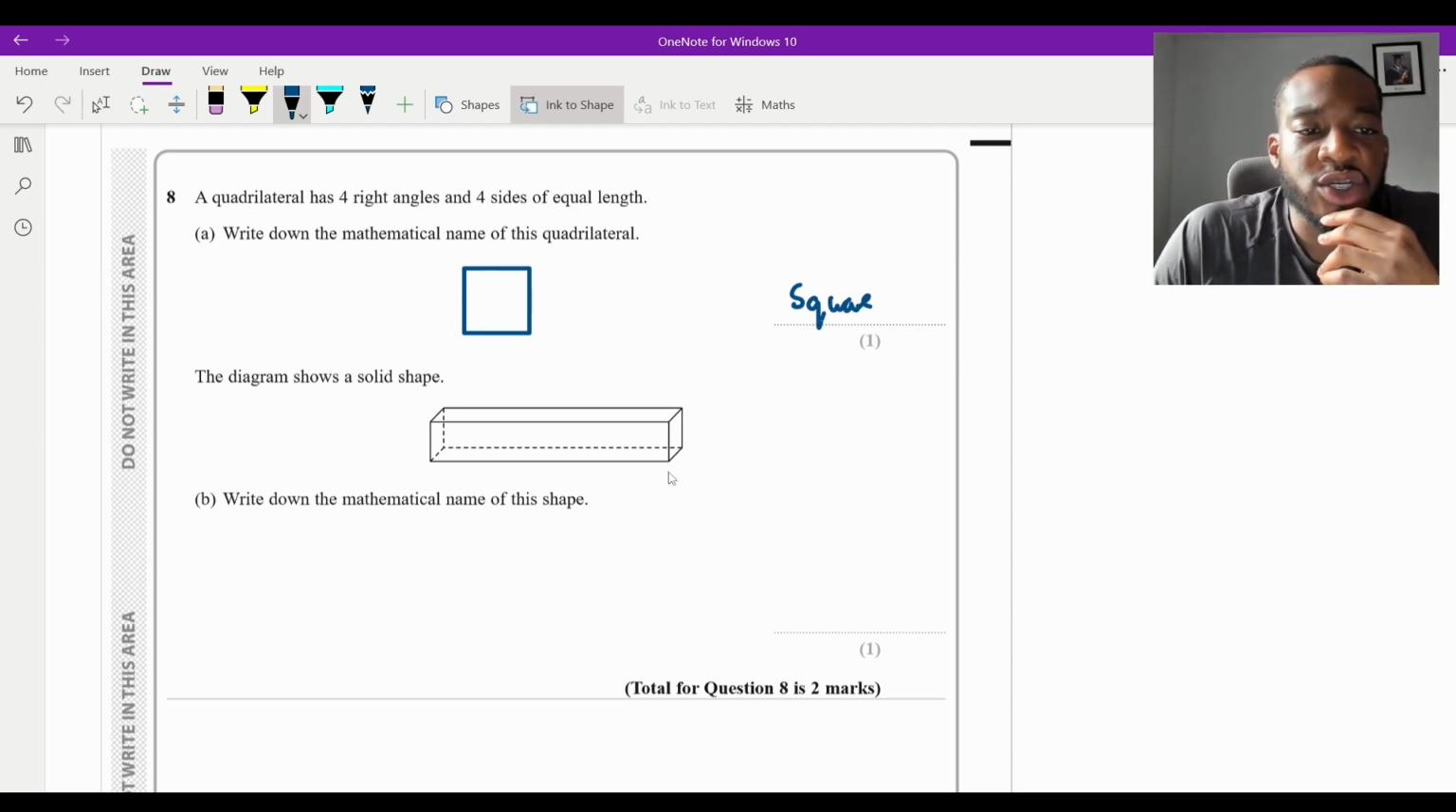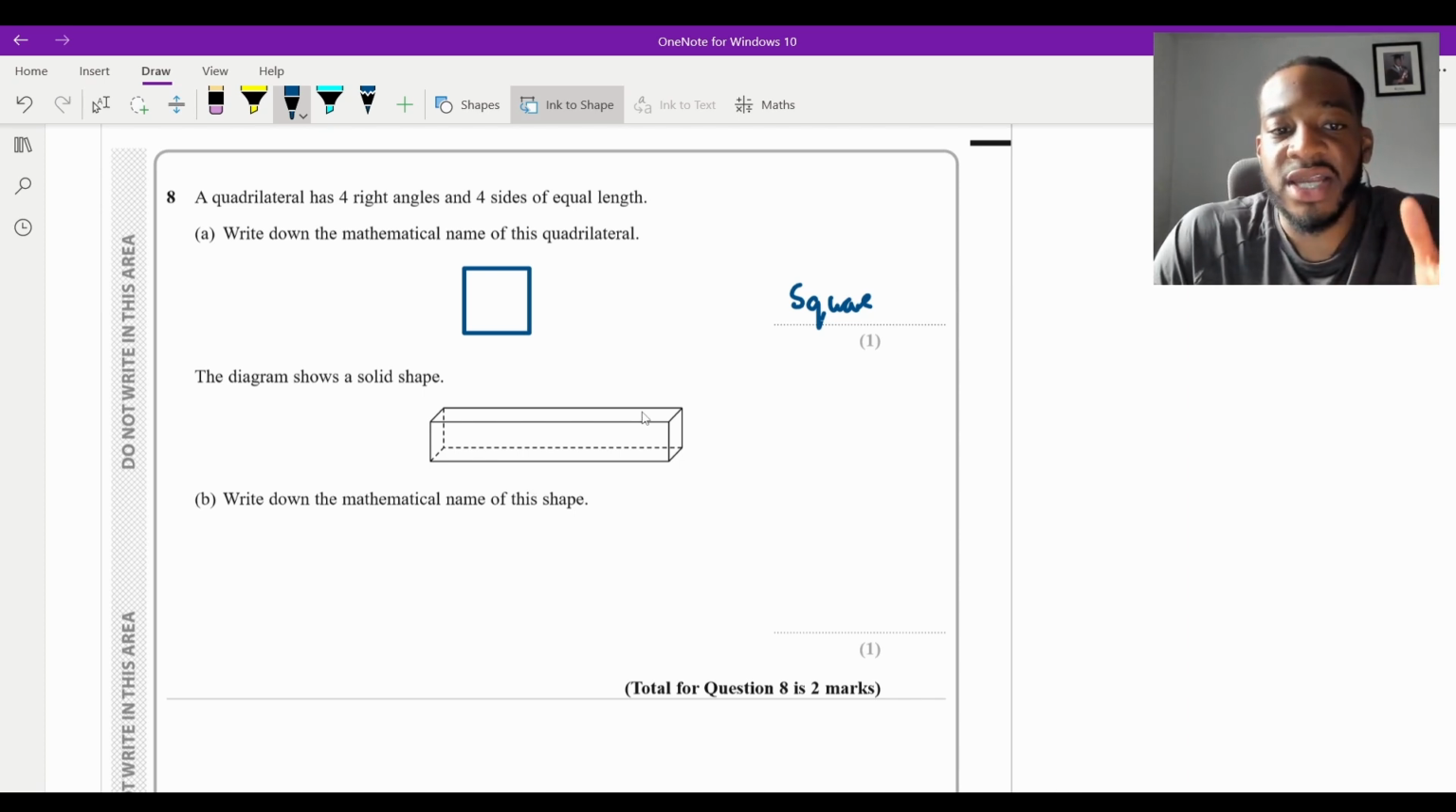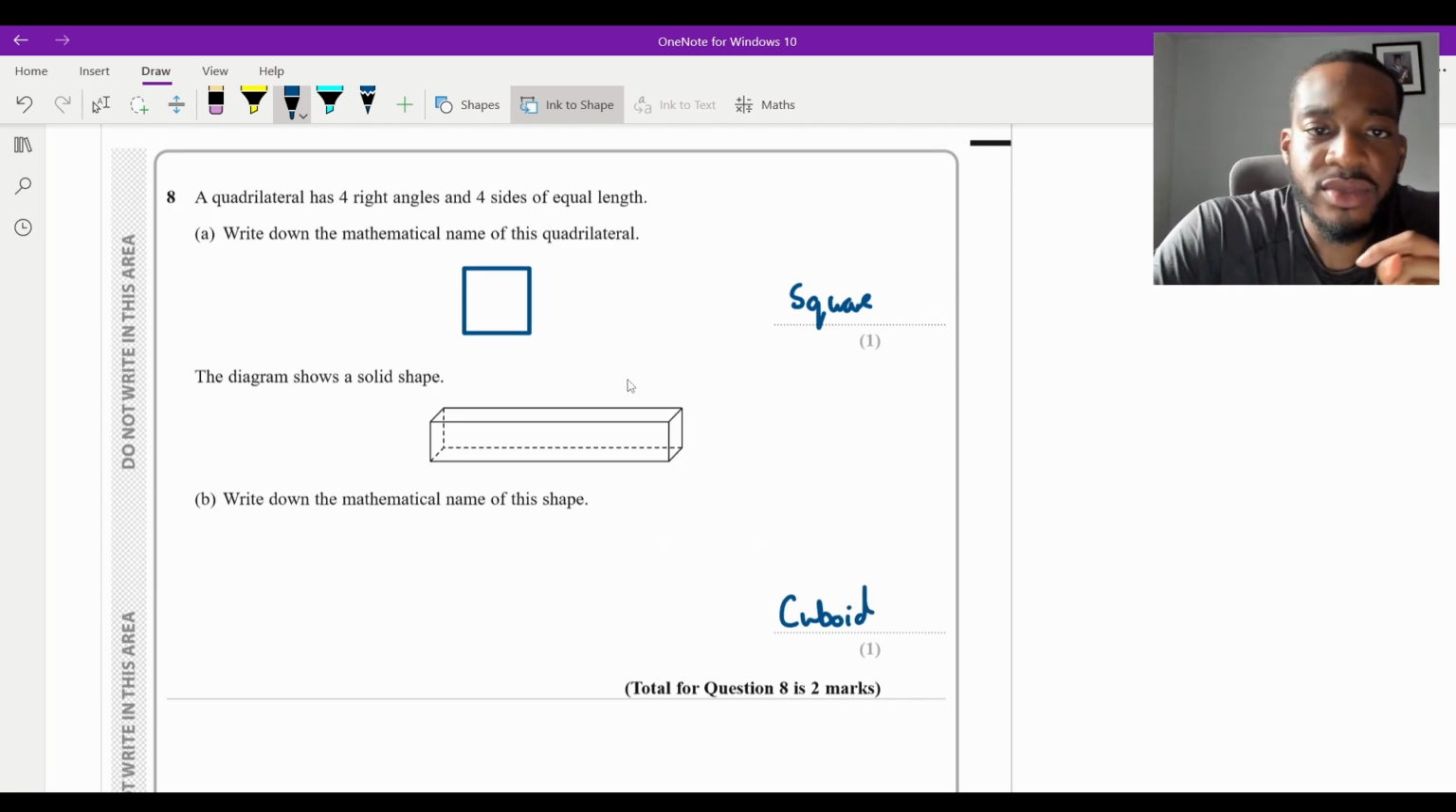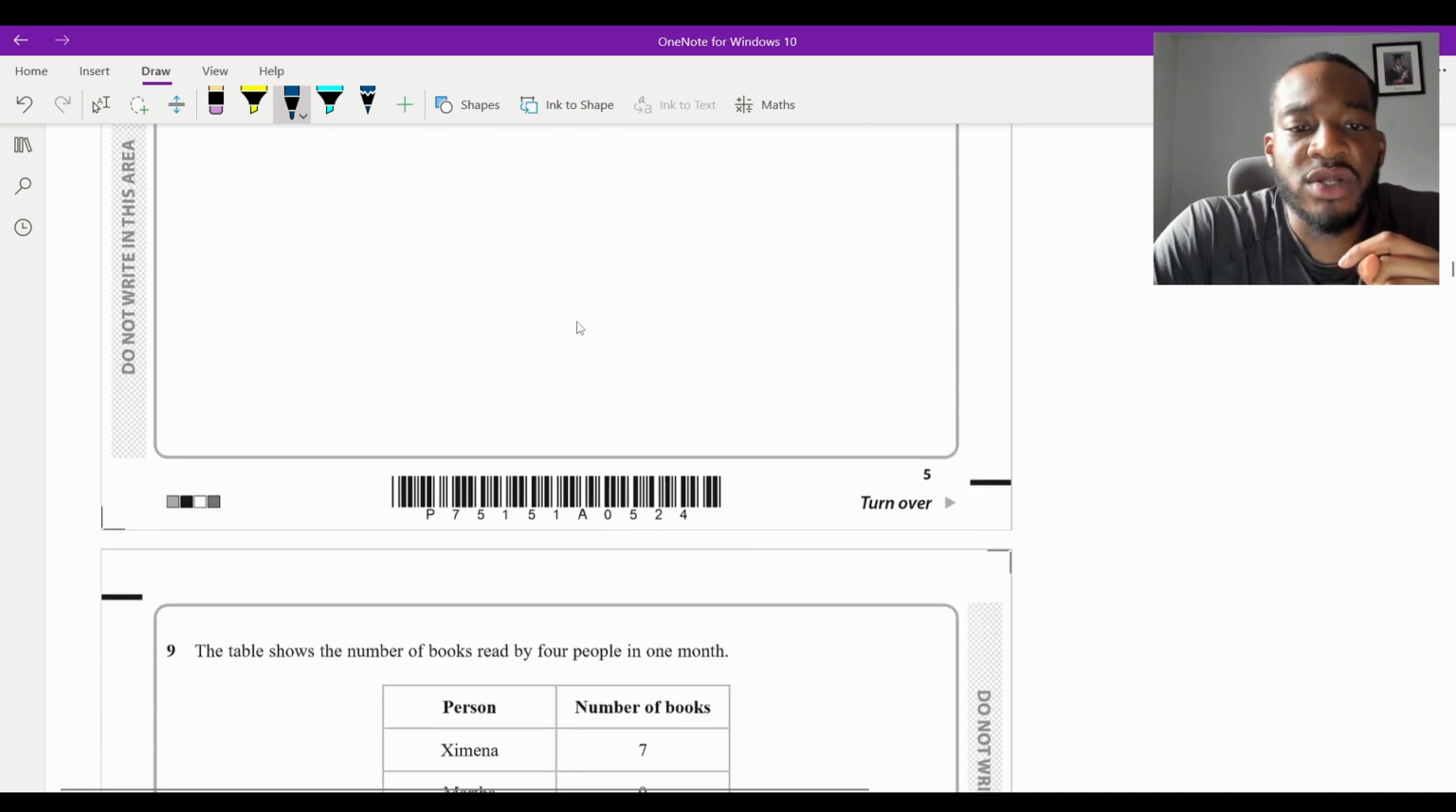The diagram shows a solid shape, and we need to write down the mathematical name of this shape. Now, this is a 3D object, and we can see that we've got two faces which are rectangles, and the other sides are squares, right? They're not the same length. So what we'd call this is just a cuboid. If they were all the same, it would be a cube, but this is what we call a cuboid. So that's done. Now let's go to the next one.